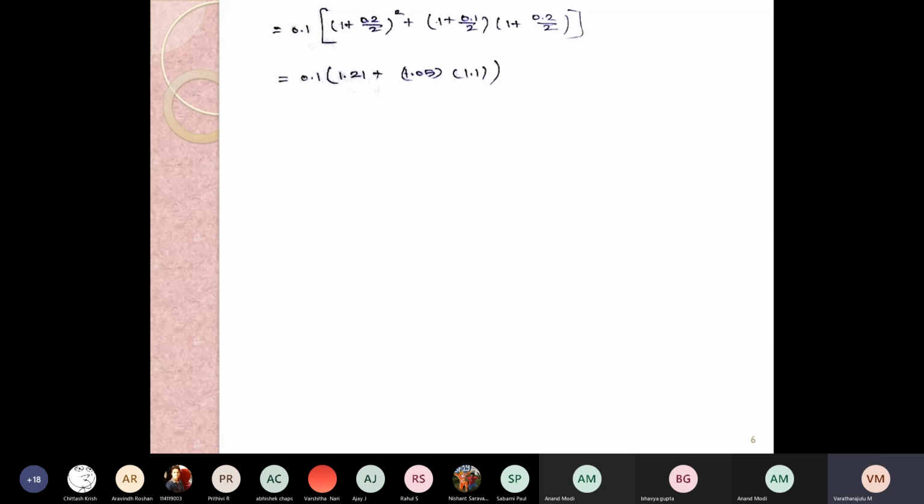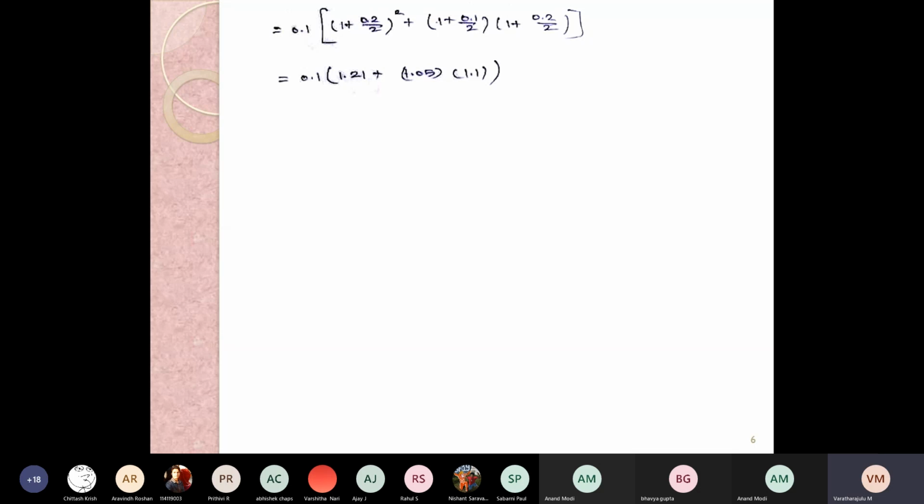Yes, now calculate the value. Please wait, one by one. Please calculate the value. We have h equal to 0.1 into 1 plus 0.2 by 2 the whole square plus 1 plus 0.1 by 2 plus 1 plus 0.2 by 2. Please calculate the value. That is 0.1.